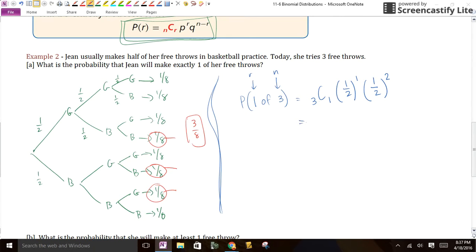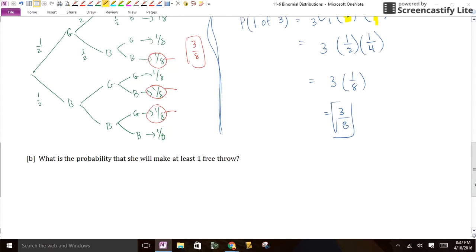If you see what that is, 3C1 is 3, and a half to the first is a half, and a half to the second is a fourth. And so that's going to be 3 times an eighth, which is 3/8. And you can see we get the exact same probability using binomial probability because she's either going to make it or miss. Now, not always will these p and q values be the same. It was just that she was 50-50 in this. And remember, there can only be 2 outcomes. One's going to be your successful probability, one's your non-successful probability. That's just another way of doing it.